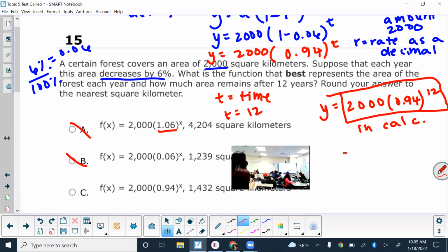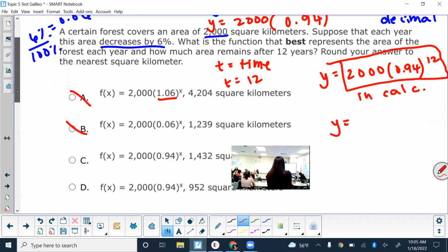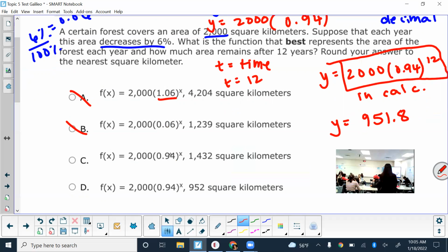When you put it in your calculator, what do you get? Is it closer to 1432 or closer to 952? It's closer to 952. When you put it in your calculator, you get 951.8. If you round it, closer to 952. So that's why D is the correct answer.